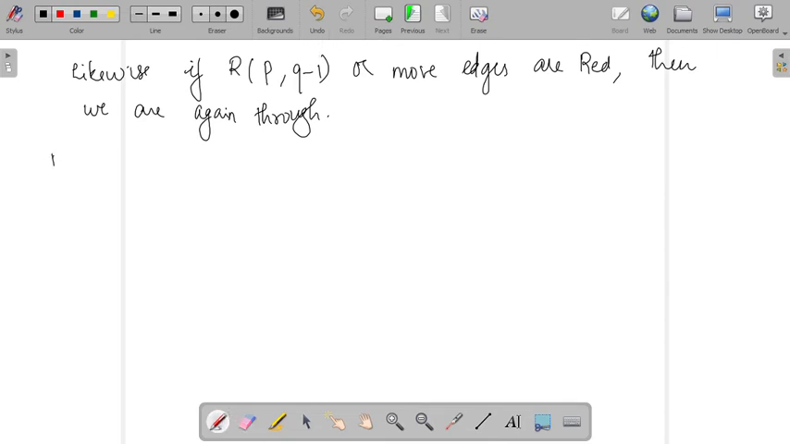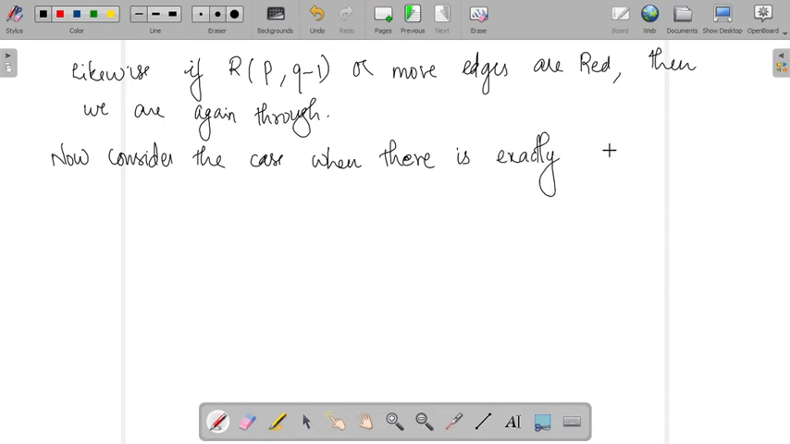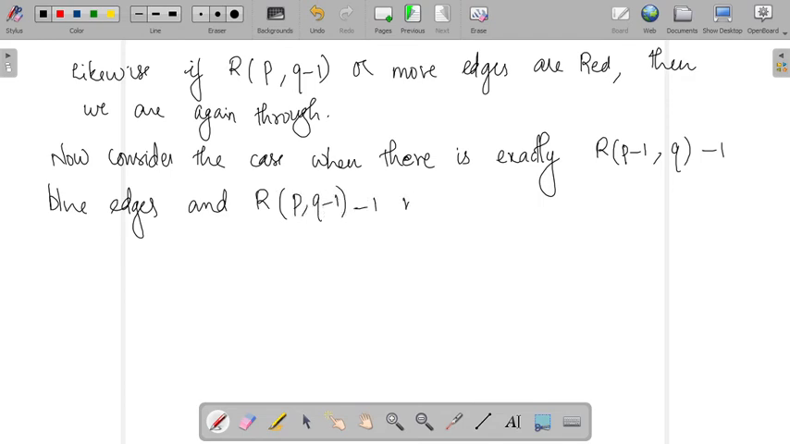So now consider the case when there is exactly R of P minus 1 Q minus 1 blue edges and R of P Q minus 1 minus 1 red edges. In this case we will prove that there is no P clique and no Q clique. If a smaller number comes, then definitely it will not be there either.